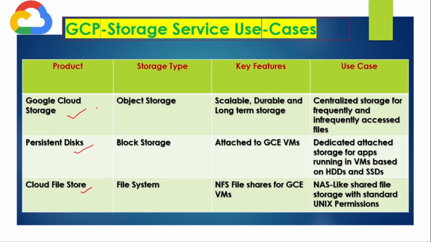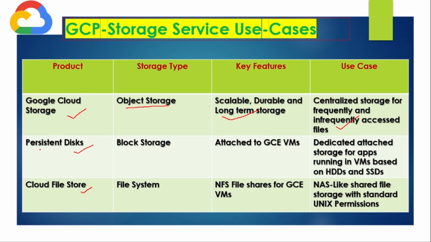So Google Cloud Storage is basically the object storage type, and it is scalable, durable, and very long-term storage. It is centralized for frequently and infrequently accessed data. And we also saw that it can be accessed using an API, right?